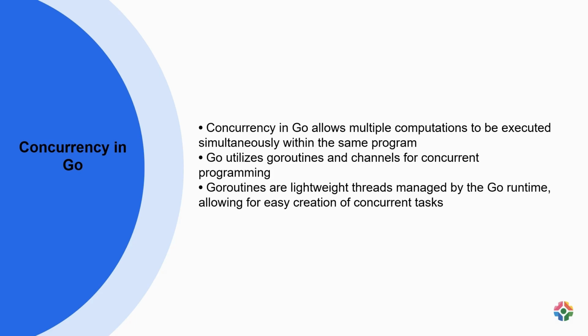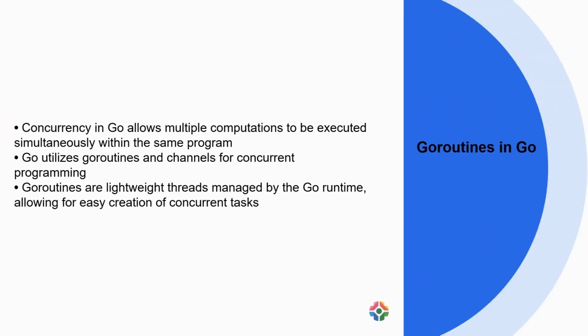For instance, a web server built in Go can handle multiple incoming requests concurrently by utilizing Goroutines to process each request independently, resulting in improved scalability and performance.